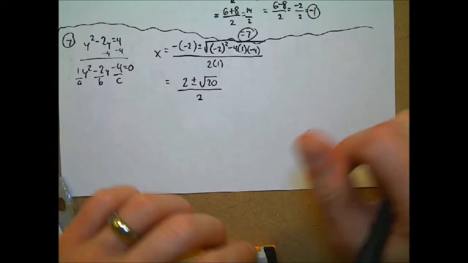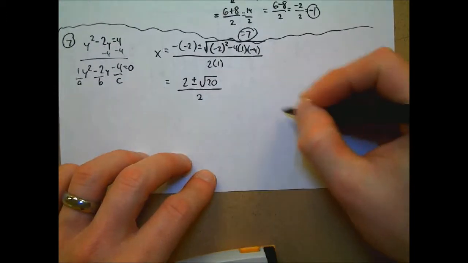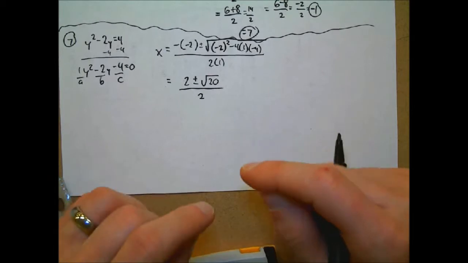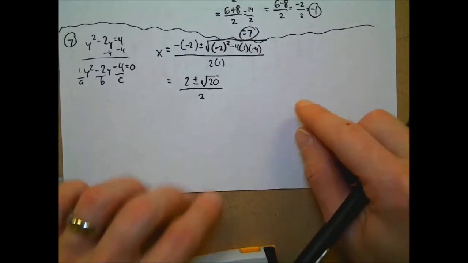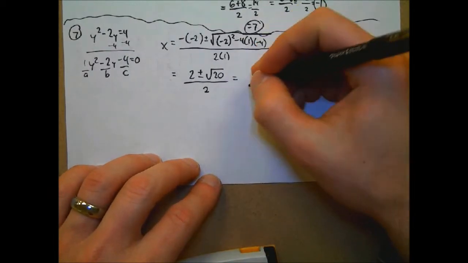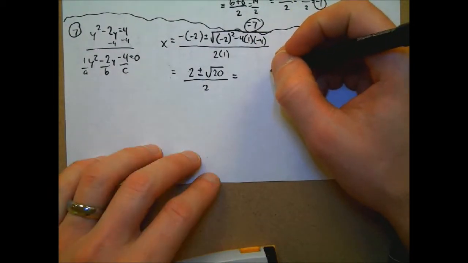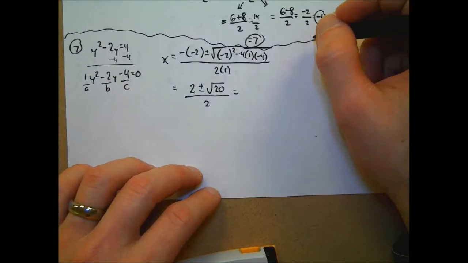All right. What can we do here then? Can we divide by any perfect squares? Yes. Okay. What can we divide by? 4 and 5. Thank you. So it's 2 plus or minus the square root of 4 times the square root of 5, all over 2.